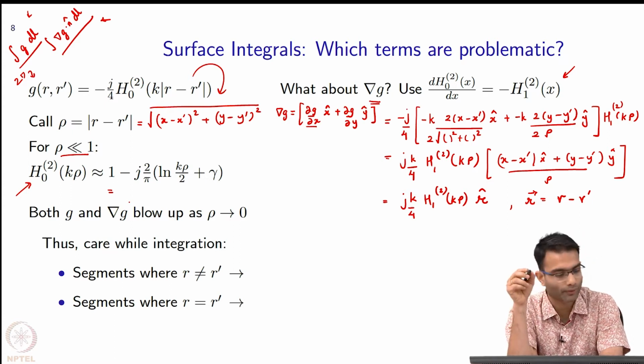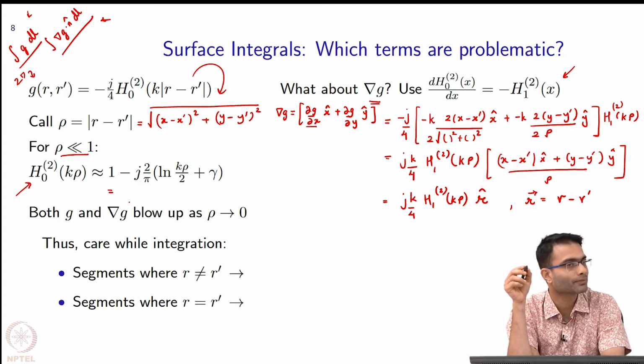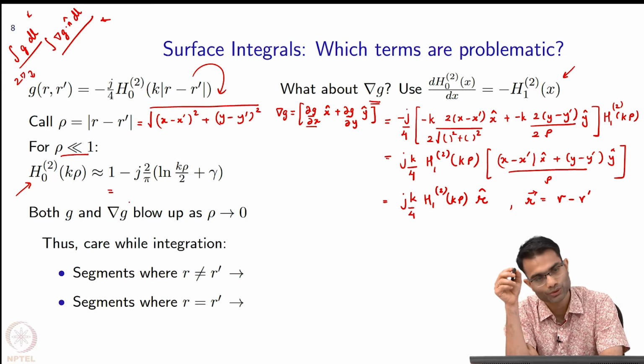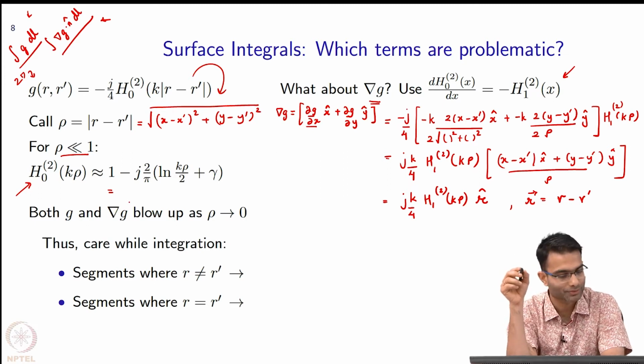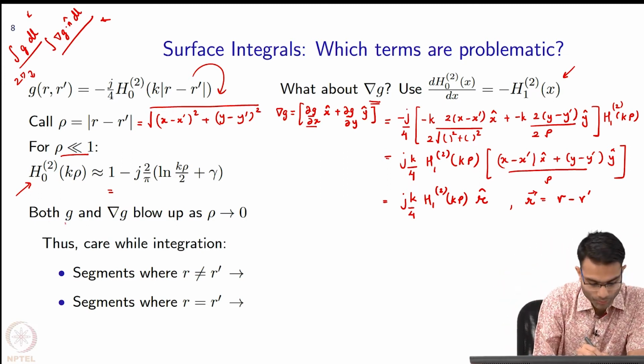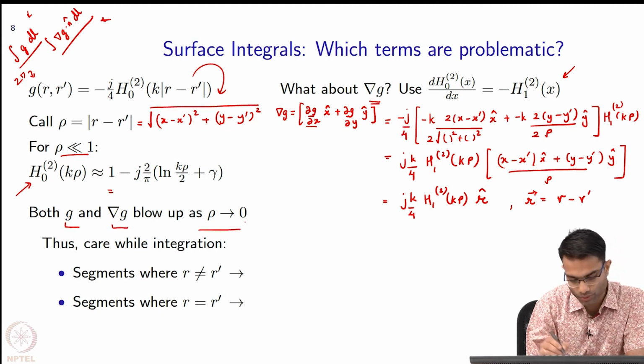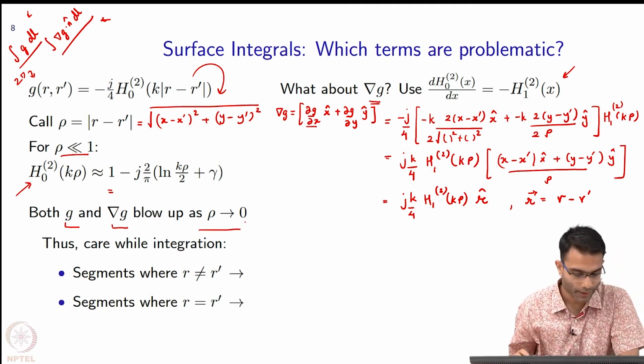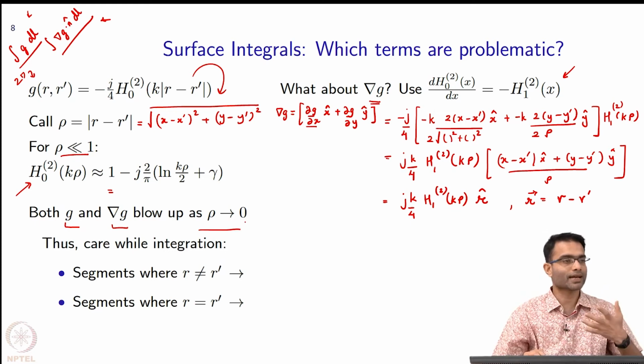So, this was for H02. Do you think H12 will be any better behaved? No, H12 also has a singularity sitting at the origin, okay. So, both g and grad g, they blow up as rho tends to 0. Therefore, in our integration strategy we have to use two different techniques.